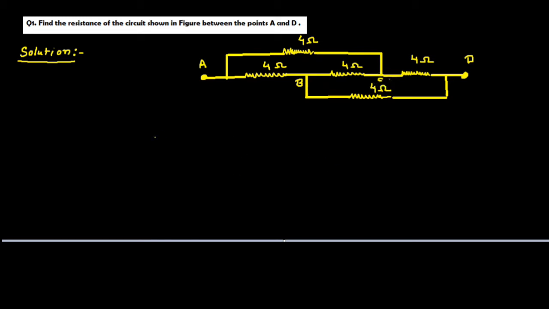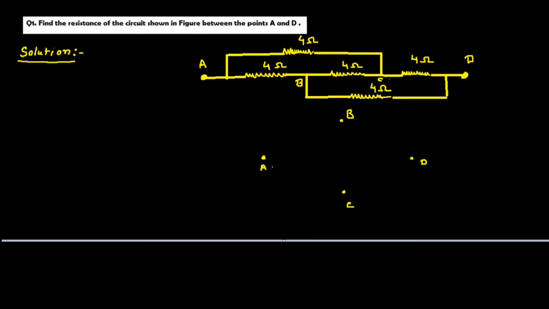So now we have to calculate the equivalent resistance between these 2 points A and D. First of all, let us redraw this circuit. Let me put here A, and somewhere here D, here it is B, and somewhere here it is C.